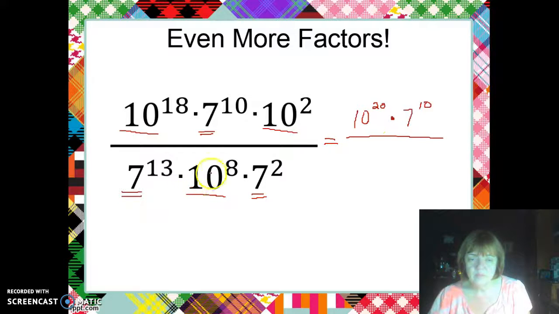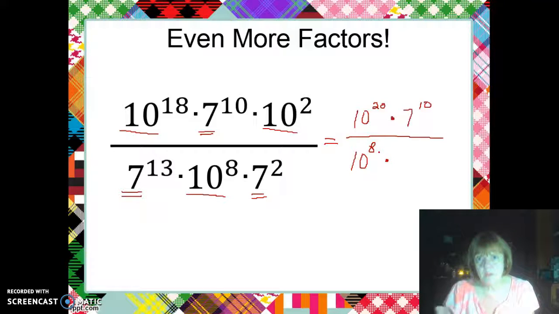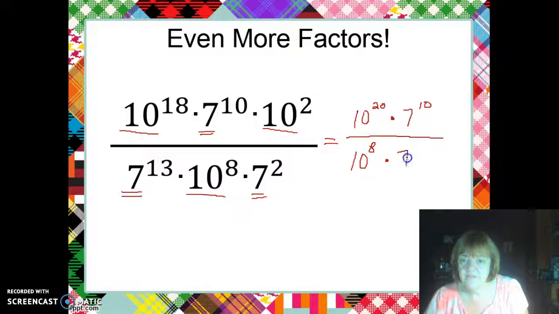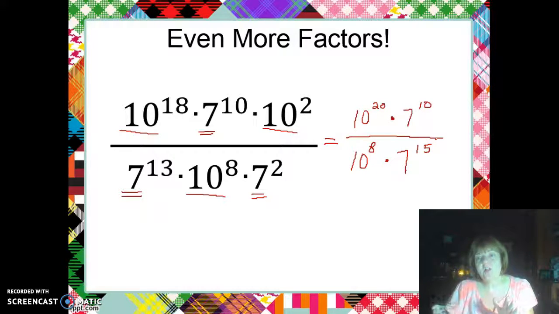Now on the bottom, while I'm doing this, I like to try to make my matchies come together, instead of all over the place. So I'm just going to copy, since there's only one with the base 10, 10 to the 8th. Okay. Now let's look at our bases of 7. Down on the bottom, we've got 7 to the 13th times 7 squared. We add, so it becomes 7 to the 15th. All right. Now we've got all our matchies matching, right?